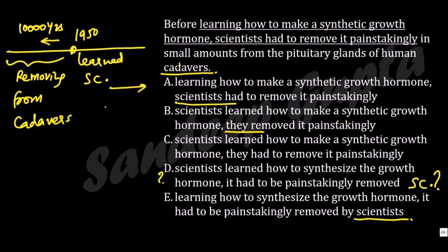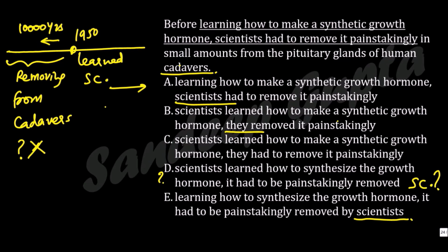Now, we do not know who was doing this thing. This was done for 10 years or 10,000 years. That also we do not know. But can I surely say that the scientists were doing this work? Absolutely no such thing. We can say scientists learned to do this, learned to synthesize later, but who was extracting it from the human dead bodies earlier? We do not know. Because let's say this process had been going on for 10,000 years.